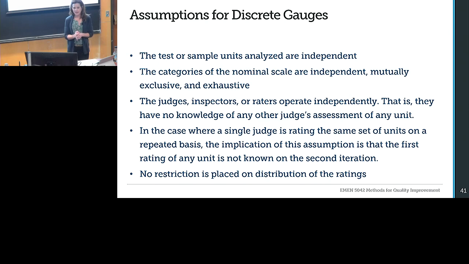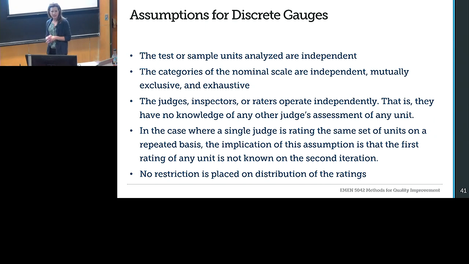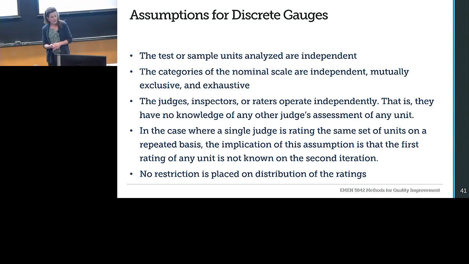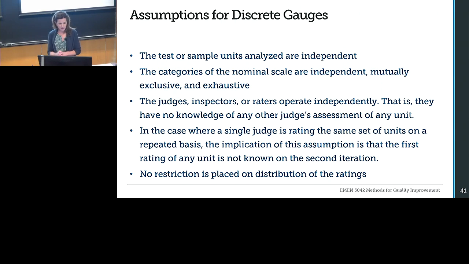Assumptions here are that the test or sample units analyzed are independent, and the categories of the nominal scale are independent, mutually exclusive, and exhaustive. And of course, we know that's part of a Bernoulli trial. The judges, inspectors, or raters operate independently. So what that means is they have no knowledge of somebody else's assessment of that unit when we're doing the scale, just like the continuous study. And so we want to make sure we have validity associated with our study.